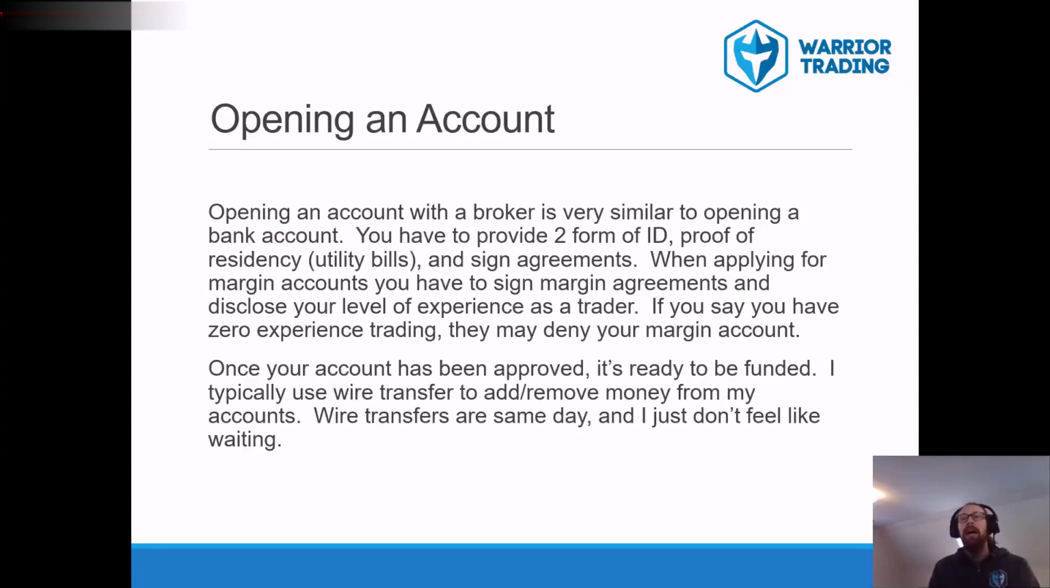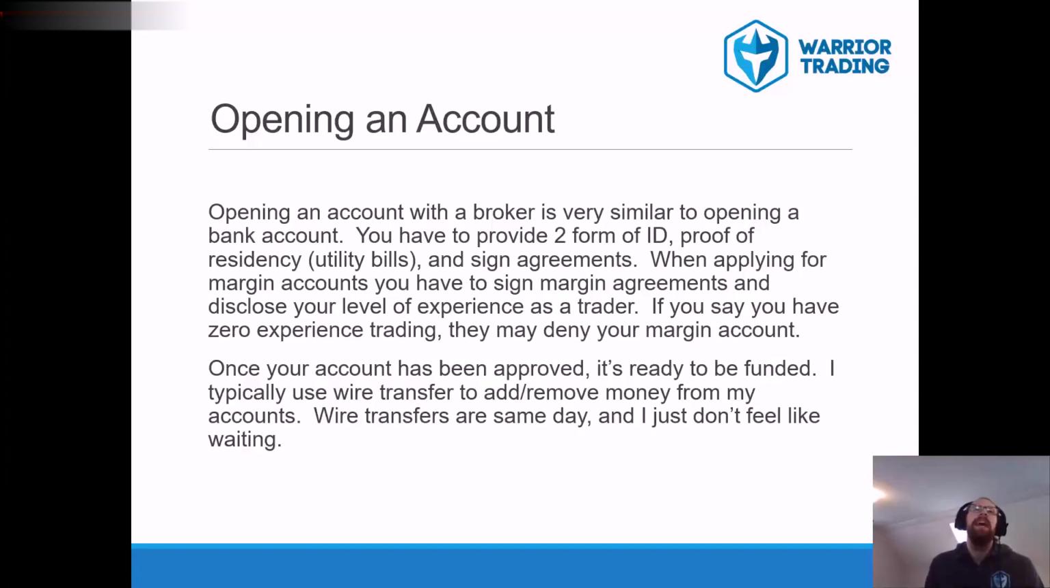Now, when I first started trading, even though I had 0 experience, because I knew a little bit about the market, I said I had some experience. If I had told them I had 0 experience, they probably would have denied my margin account. So I said I had some experience. I did know about trading, and my account was approved. Once it was approved, it was ready to be funded.